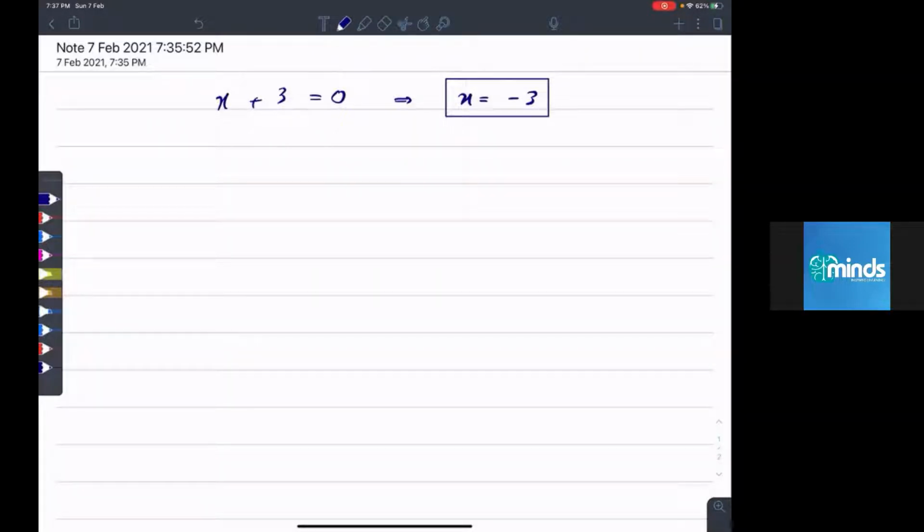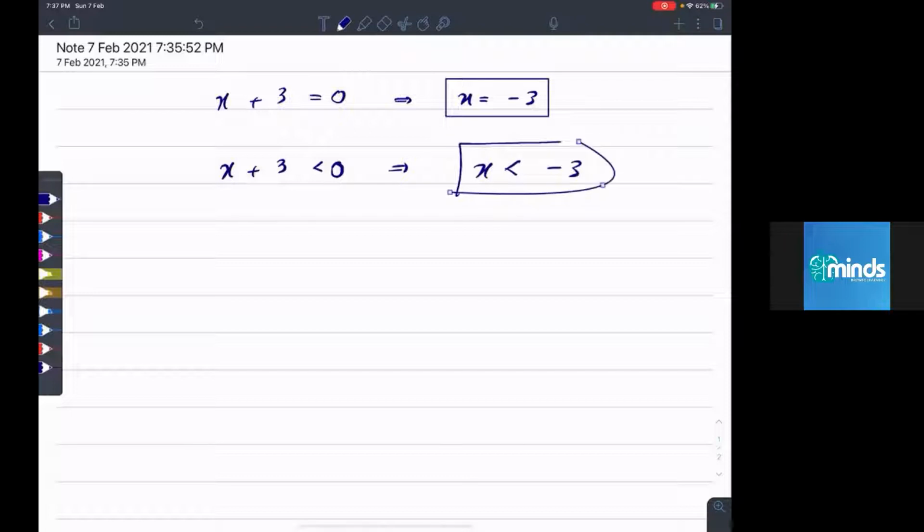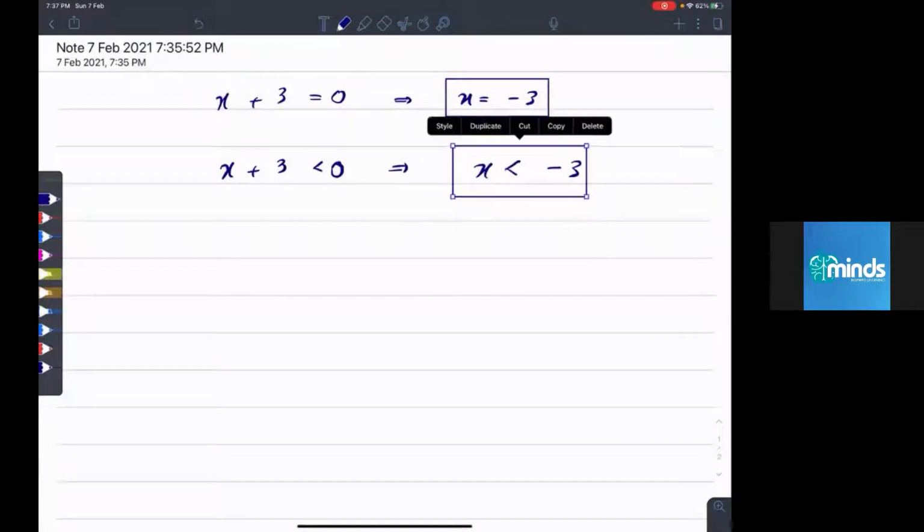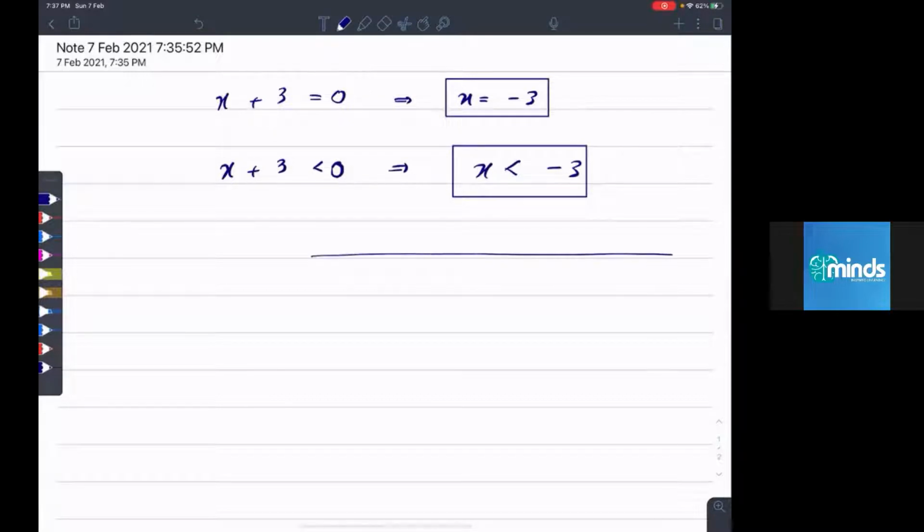equation. But if this equation was like x plus 3 is less than 0, if you solve this equation, it will become x is less than minus 3. Now, x is less than minus 3 is not a definite answer. X is less than minus 3 actually includes all the numbers which are less than minus 3.